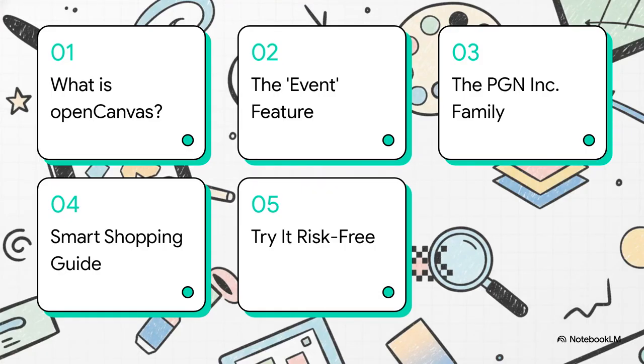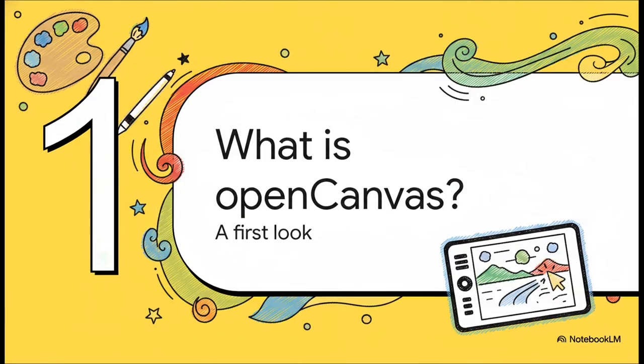So here's our roadmap. First, we'll cover the basics. What is openCanvas? Then we'll dive into its killer event feature. After that, we'll see where it fits in with its sibling software. I'll give you a smart shopping guide, and then the best part, how to try it all out completely risk-free. All right, let's jump right in.